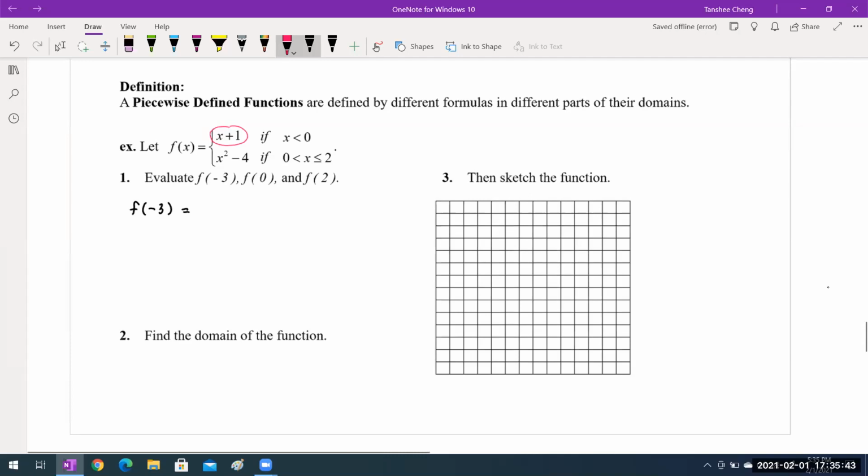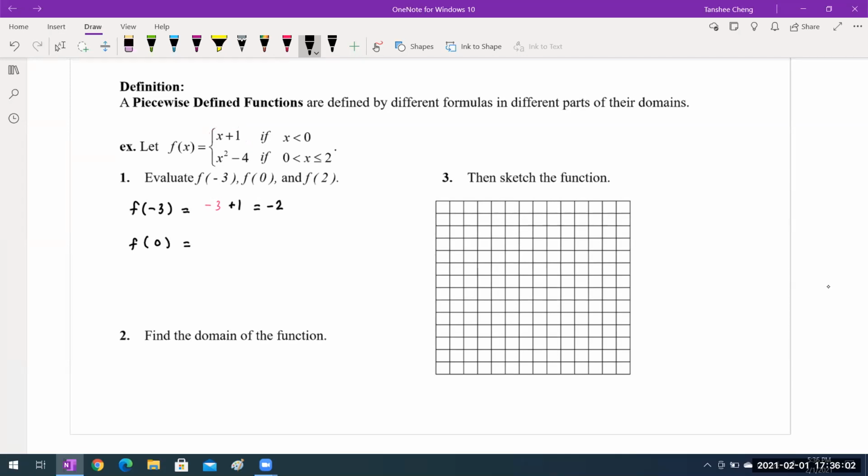So that being said, now we're going to substitute -3 into the first formula, which is -3 plus 1, and which gives us what? -2. That will be the answer. And the next is evaluating f of 0.